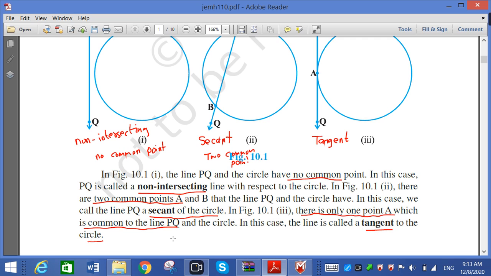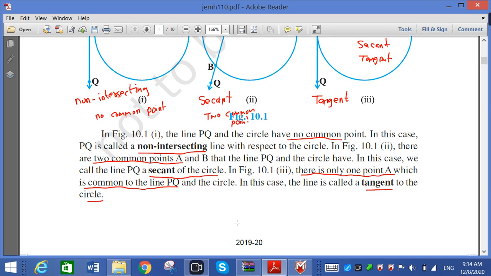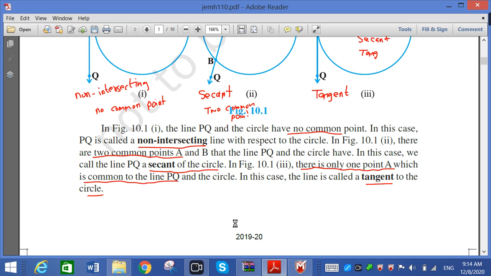You must understand properly what the meaning of secant is and what the meaning of tangent is. Secant means when a line intersects the circle at 2 points, it is called a secant. When a line touches the circle at 1 point, we say tangent. So in this lecture we deal with the circle, line and tangent. We go deeper into how a tangent is made. So we go for tangent now.